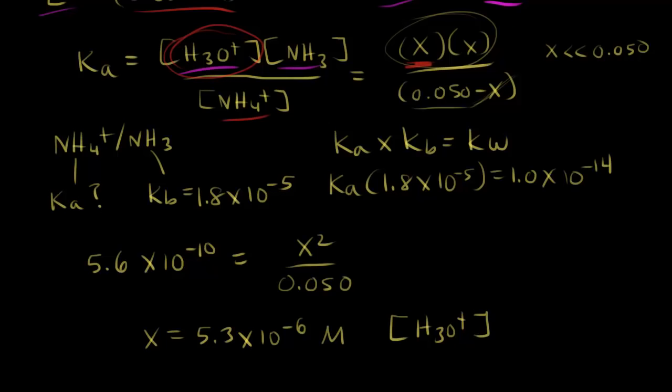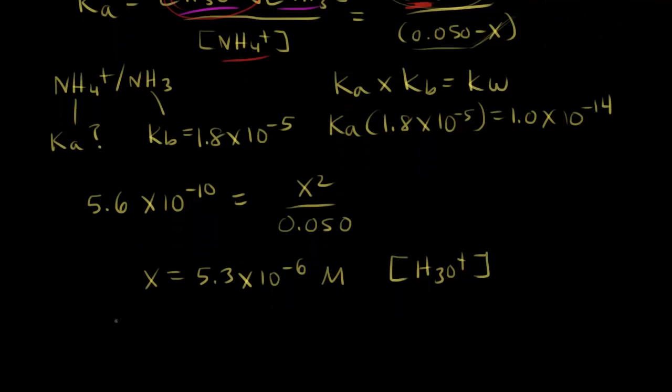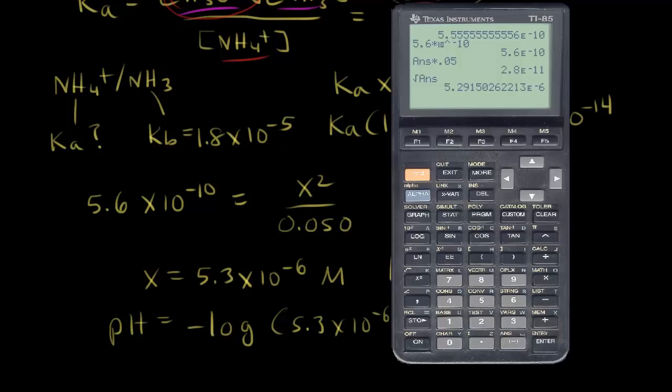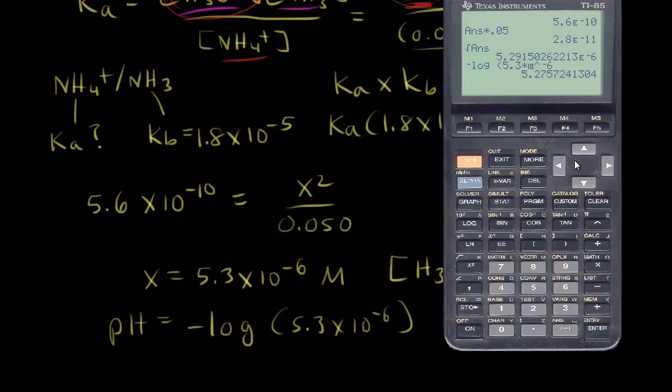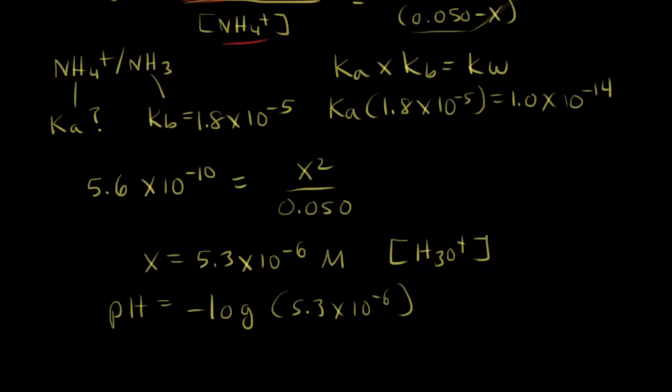So to find the pH, all we have to do is take the negative log of that. So the pH is equal to the negative log of the concentration of hydronium ions. So we can just plug that in, 5.3 times 10 to the negative 6, and we can solve. Let's take the negative log of 5.3 times 10 to the negative 6. And so we get 5.28 if we round up here. So we're rounding up to 5.28 for our final pH. So pH is equal to 5.28.